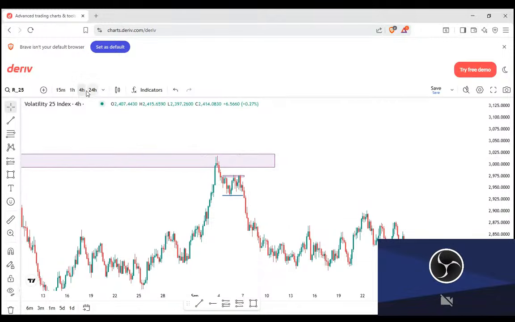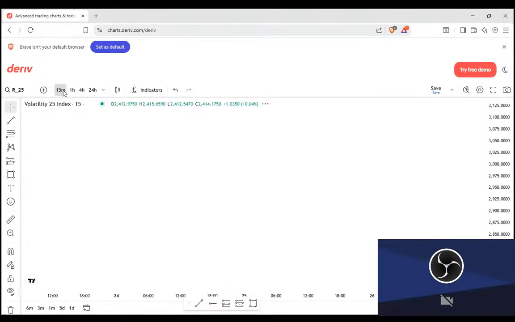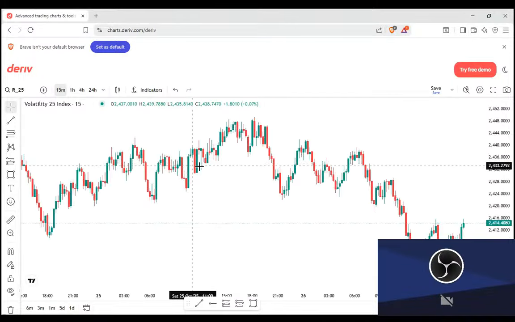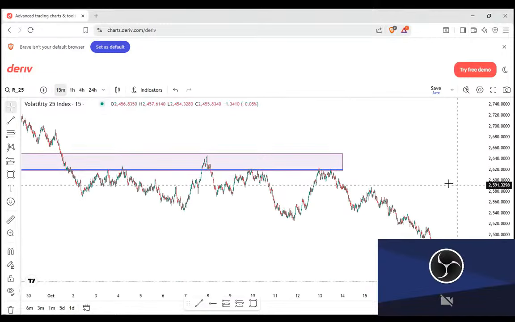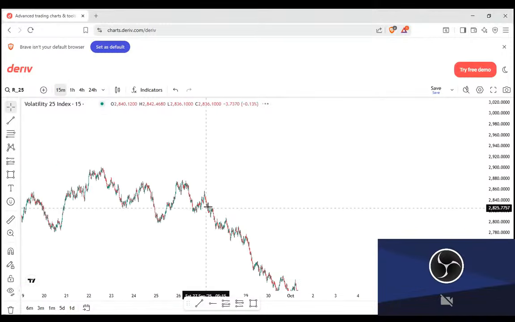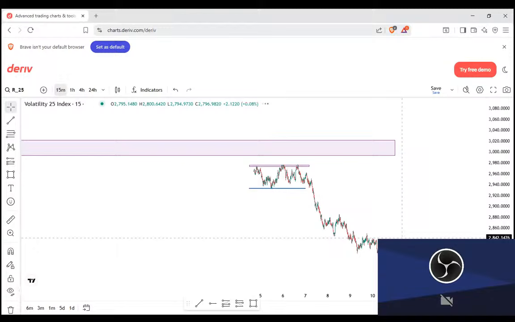So if you're using the higher time frame, for the lower time frame entry, if you go down to the 15 minutes time frame, let's look at the 15 minutes time frame for our entry. Okay, this is a key zone on the 15 minutes time frame. And look at this when price comes down to the 15 minutes time frame here.